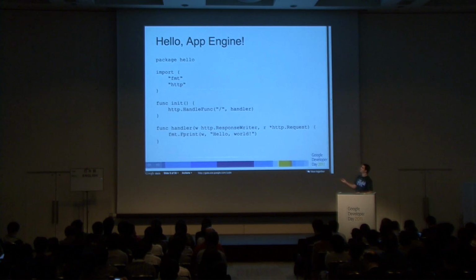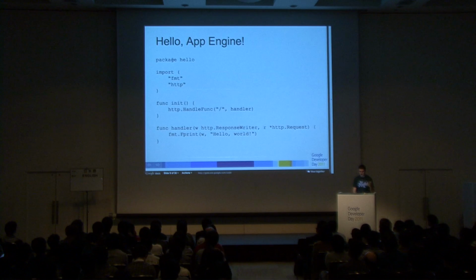So to introduce some Go code, this is a complete Go App Engine app, the Hello World app. At the beginning here, we just declare the package name, which is hello. It can be any arbitrary name. And then we import fmt, which is a string formatting package, and then we import the HTTP package.